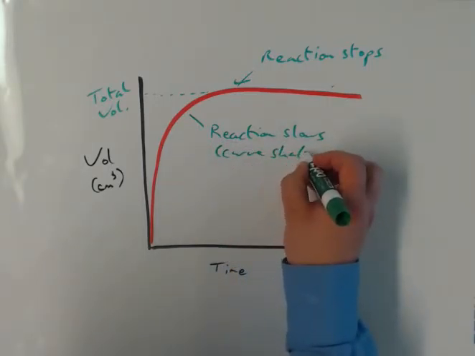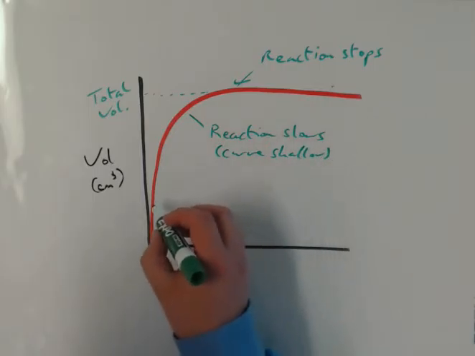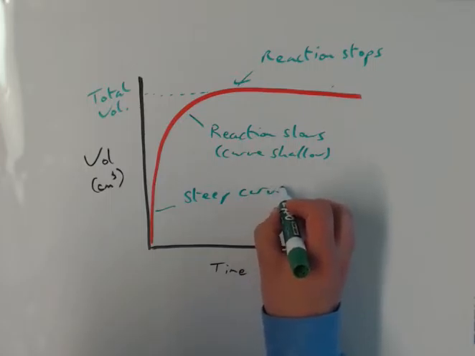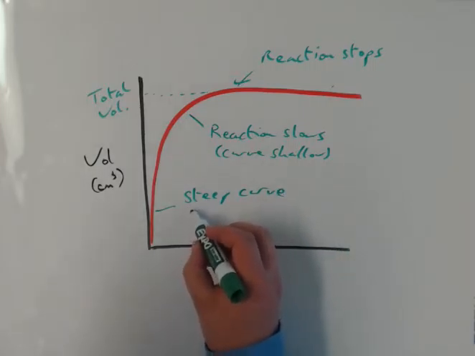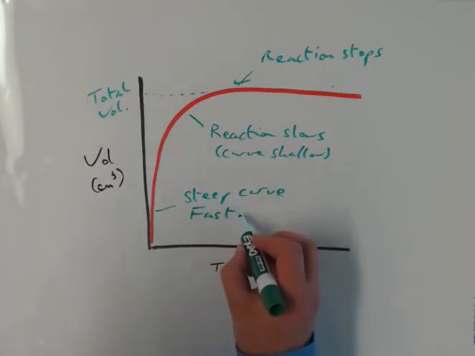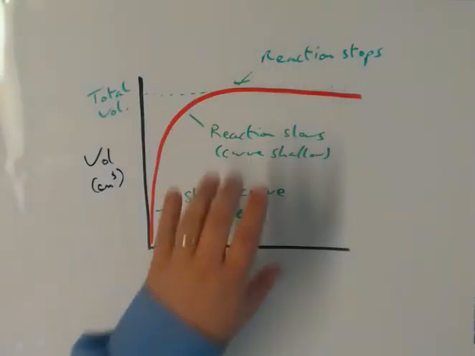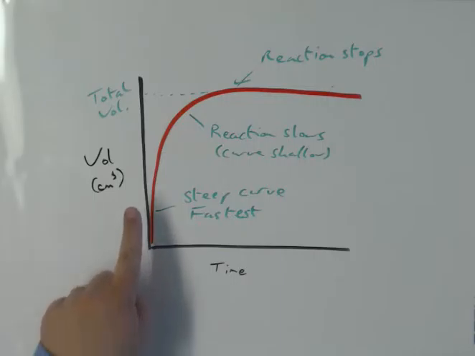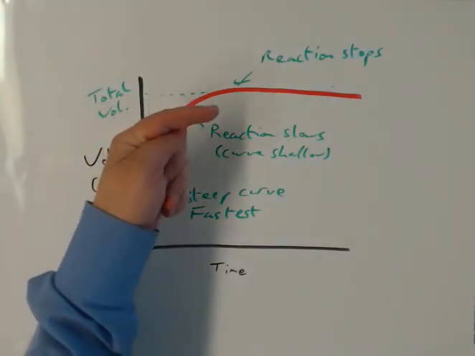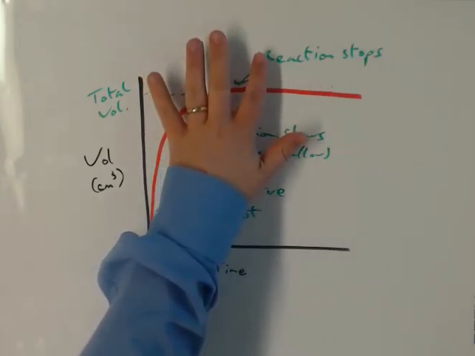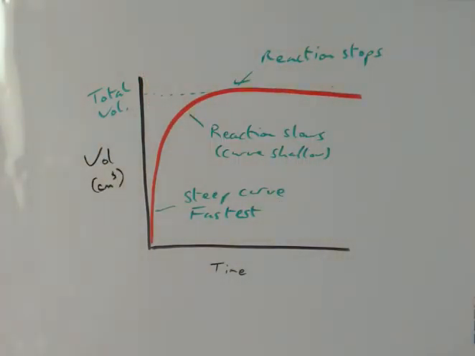And we can tell that because we've got a nice shallow curve. Here, we've got a steep curve. We're at the start of the reaction. That's where it's fastest. So, reaction starts fast, steep curve, slows down, shallow curve. Reaction stops, flat. That's our total volume.